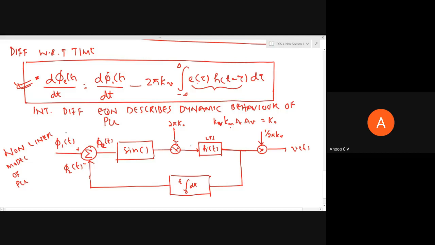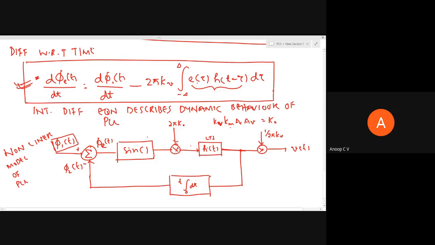It is 2 pi kf into integral 0 to t m of t. So this is something which we have to find out, right? And this phi 2 of t in turn can be obtained from this v of t by integrating v of t, multiplied with 2 pi kv, right? So this is nonlinear model of PLL. They used to ask this nonlinear model of PLL. So if you are asked to write nonlinear model of PLL, what you should do is obtain this integral differential equation, and from that you have to write this, right?